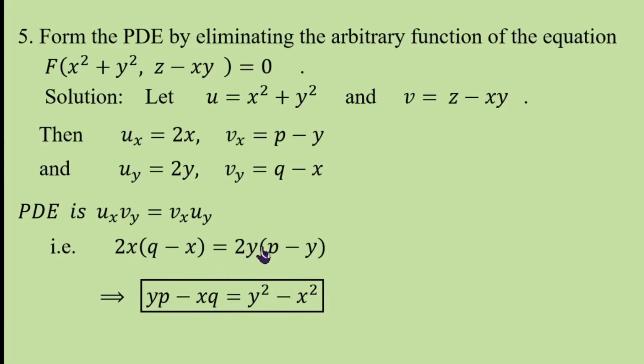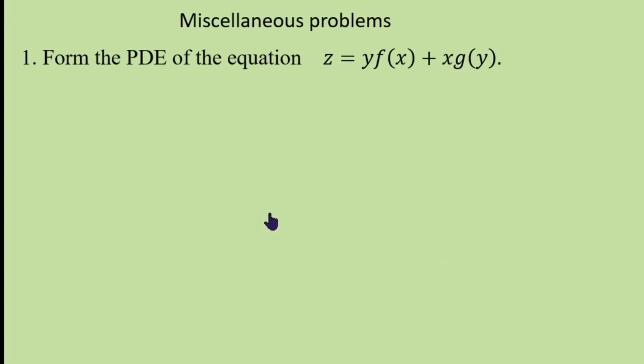See here yp, here xq, take right side, yp minus qx or xq. Here minus x square minus y square, bring left side, it is plus y square. So, y square minus x square. So, this is the required PDE. So, these two types, standard one and some miscellaneous problems. Okay. So, these are some complicated ones, but you can solve this very easily.